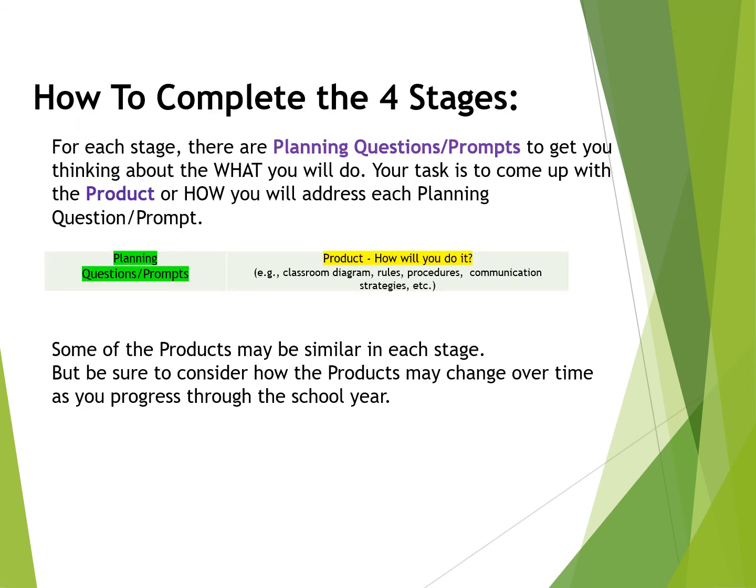All right, so how to complete the four stages. For each stage, there are planning questions or prompts over on the left-hand column to get you thinking about what you will do. Your task is to come up with the product, or how you will address each planning question or prompt. Some of the products may be similar in each stage, and that's completely okay. Just be sure to consider how the products may change over time as you progress through the school year. So for example, what you may do on the first day may be very different from what you're going to be doing for some of those ongoing strategies.